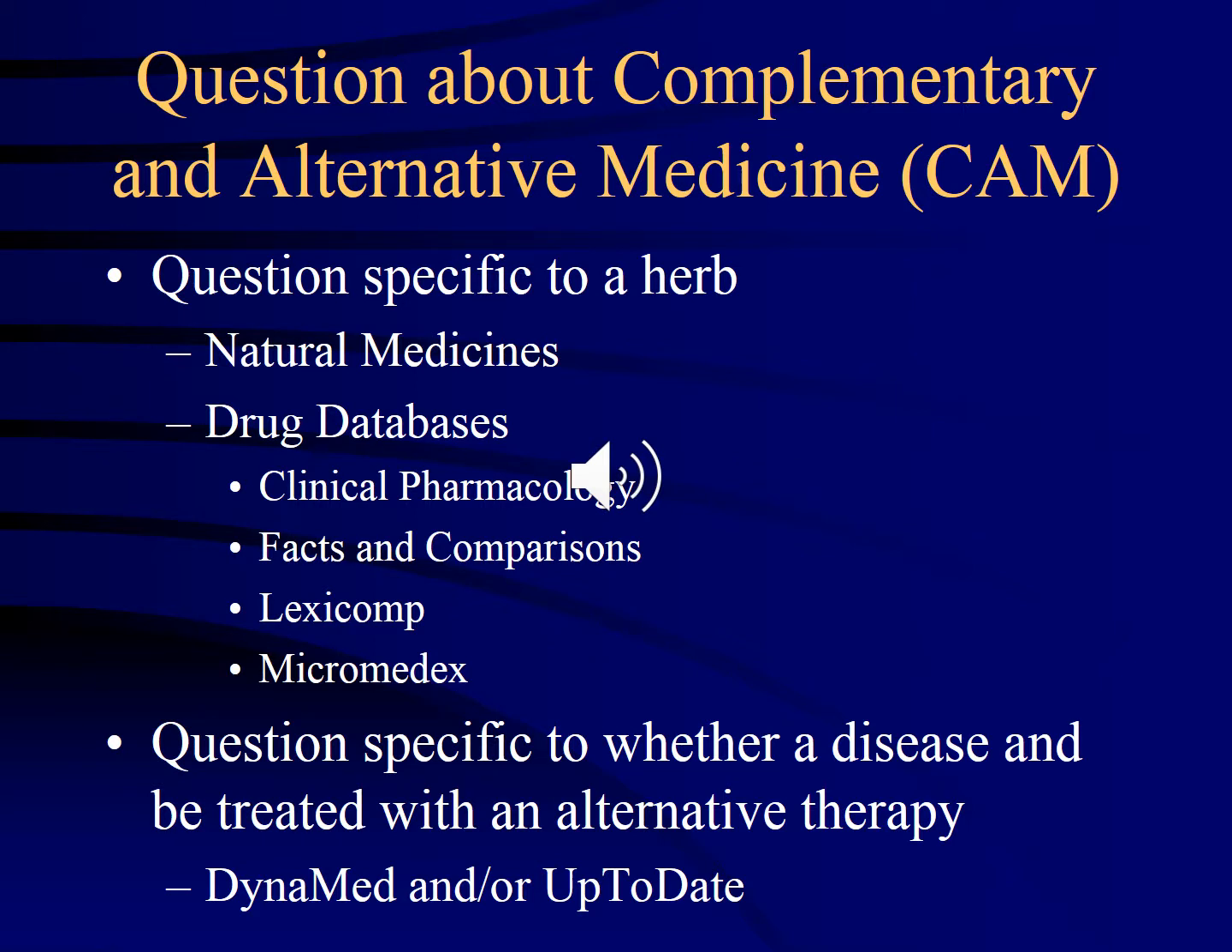So once you figured out what you're answering, you need to choose the correct database to use. If you have a question that's specific to an herb, you can search Natural Standard or any of the drug databases. If you have a question that's specific to a disease and whether or not an alternative therapy can be used, and you're not given the name of the herb or alternative therapy, you can use Dynamed or UpToDate to answer those questions.